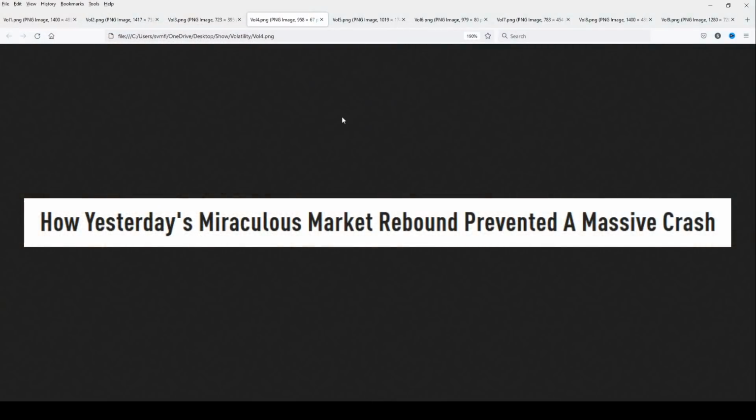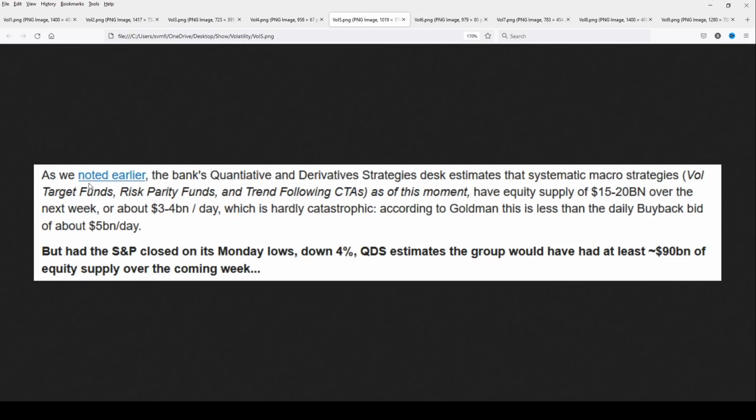And just before I put this show together today, Zero Hedge had this really interesting headline, an article that supported my tweet. It said, how yesterday's miraculous market rebound prevented a massive crash. Let's go in here and look. It says, as we noted earlier, the bank's quantitative and derivative strategies desk estimates that systematic macro strategies, vol target funds, risk parity funds, and trend following CTAs, or you can translate many of those as products that are actually designed to suppress volatility. As I mentioned, some of those are more retail products, but CTAs aren't. But I want you to understand what's going on here.